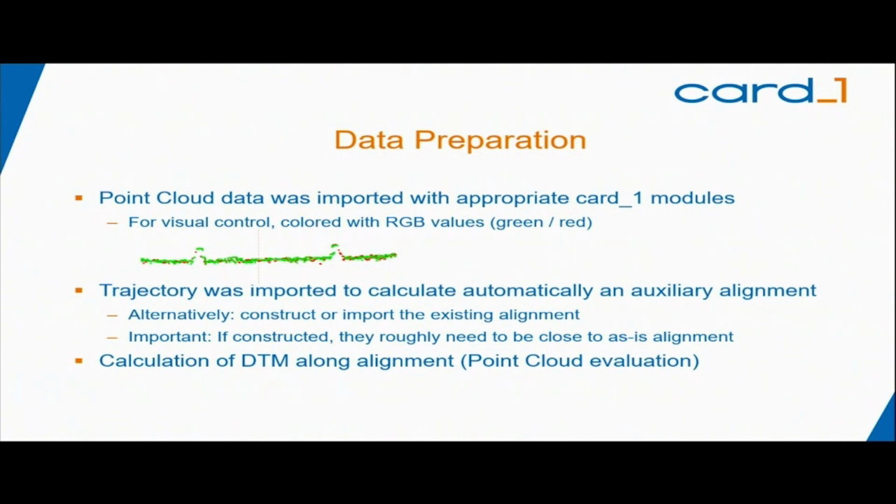When we talk about BIM and 3D, of course, we also need a digital terrain model, and this was also possible with the point cloud data. So this was the source we had. We had the point cloud data, and with the functionality of CAD1, again within the point cloud module, we can calculate a DTM along the alignment.